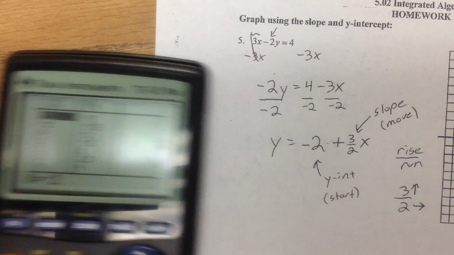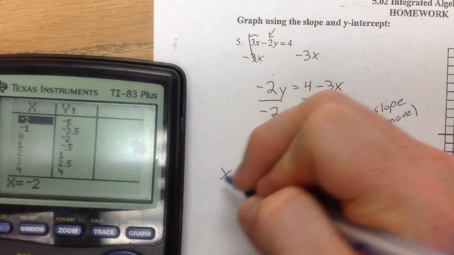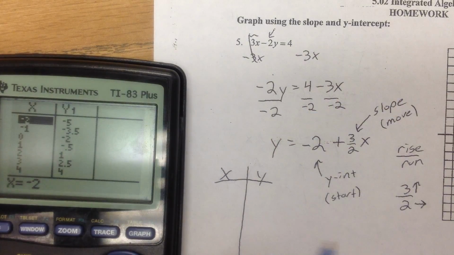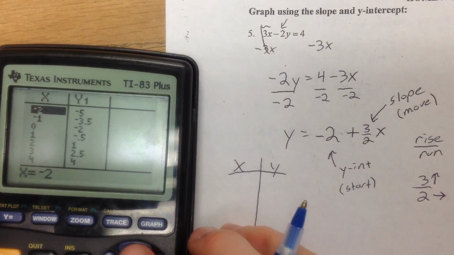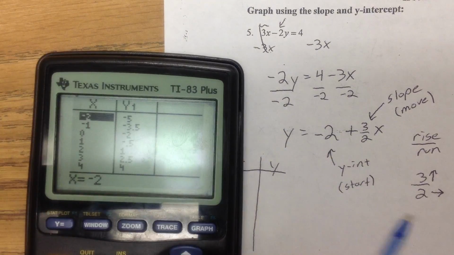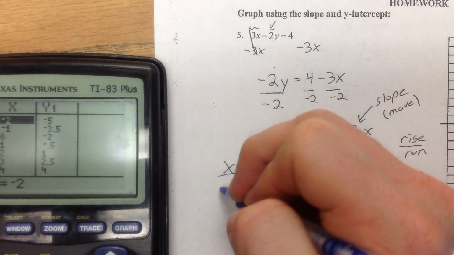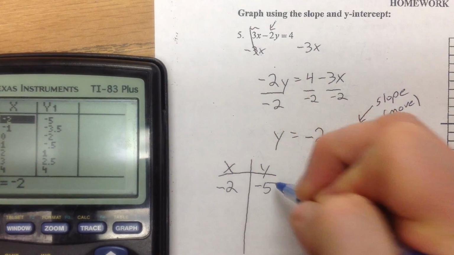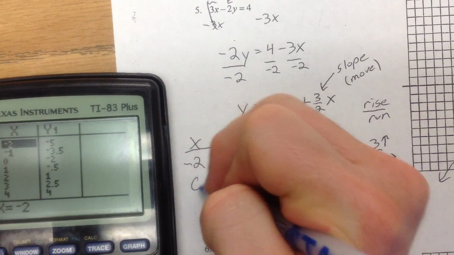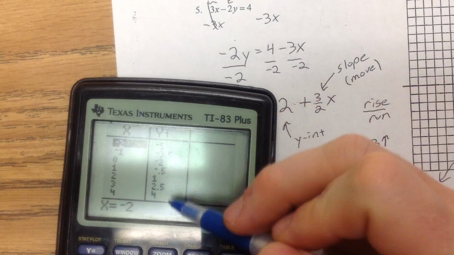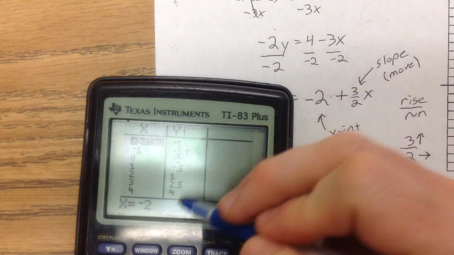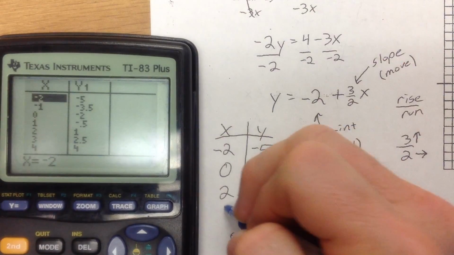So we make our little table, x, y. I usually like to pick positives and negatives, and I aim for at least 4 points. So why don't we use negative 2, negative 5. We'll skip the ones that have decimals. Then we'll use 0, negative 2. Then we'll use 2, comma 1. And we'll use 4, comma 4.